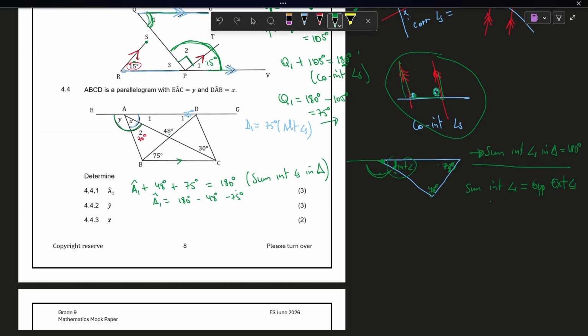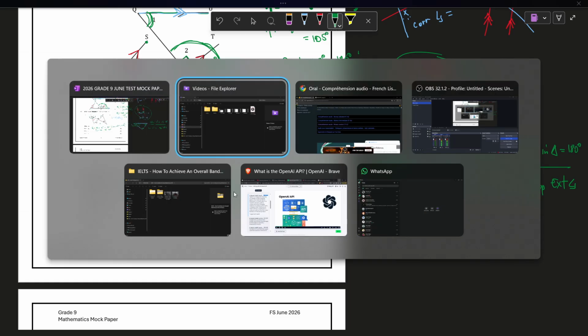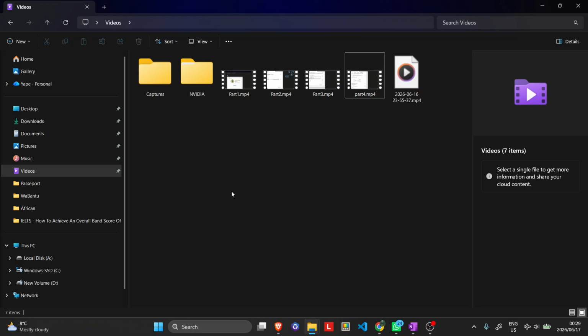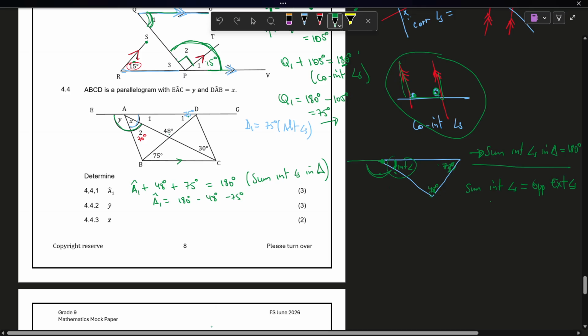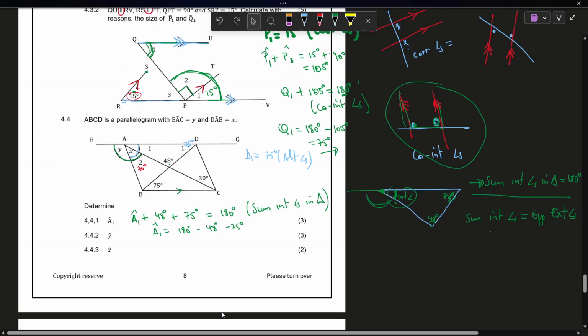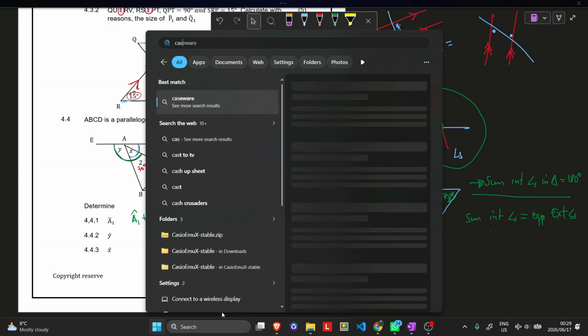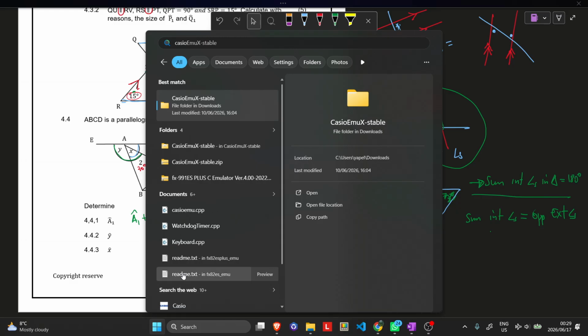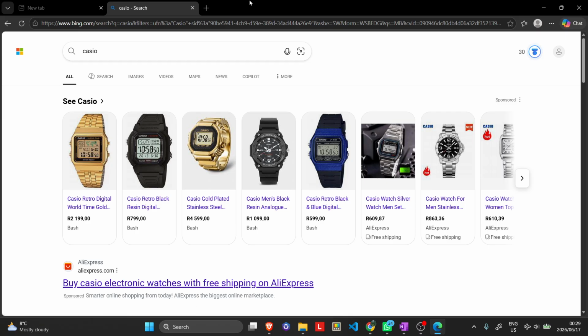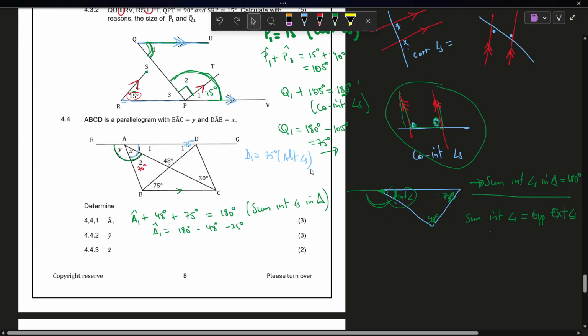So why did I take the calculator? Do I still have a calculator here? Okay, let me just see calculator. No, it was Casio. Why did I put this calculator there? Okay, so it's fine, no problem. So let's move to the next one.